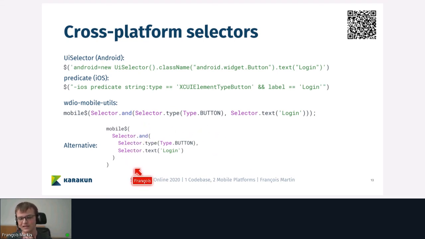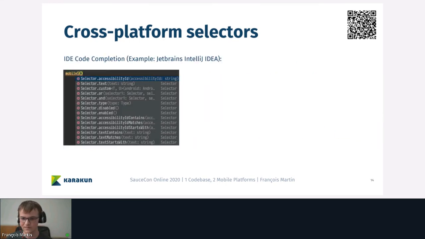And the biggest advantage is that, depending on the platform you're running the tests on, it will automatically generate either this or this selector for you. This makes it universally possible to use those UI selectors and predicates in cases where you can't use accessibility IDs. I think this provides a big advantage in reusability and maintainability in your tests.